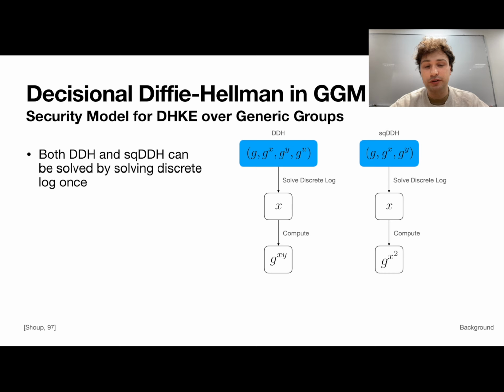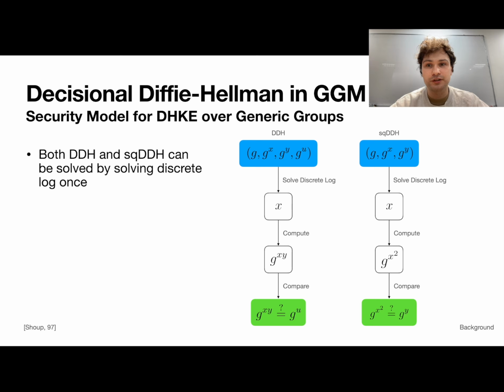The next thing I'm going to do is compute either g to the xy or g to the x squared. Finally, I'm just going to compare. Is g to the xy equal to g to the u? If it is, then you probably gave me the private key that was agreed upon by the two parties. If it isn't, you probably gave me a random integer.